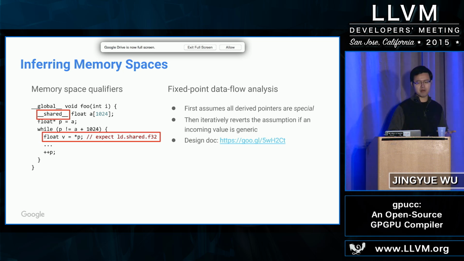Although the idea is simple, implementation-wise, dealing with a pointer induction variable is not that easy, because in LLVM IR it's a phi node that depends on some initial values and some incremental values, and finally depends on itself. In order to handle that case, we created a fixed point data flow analysis that does this iteratively. Again, this is described in the design doc.